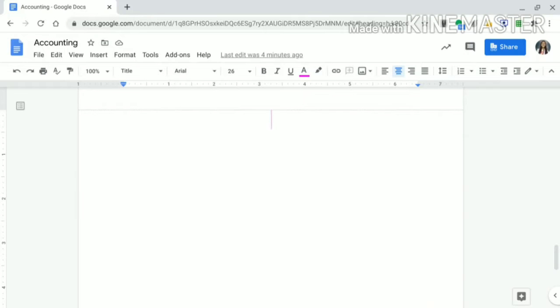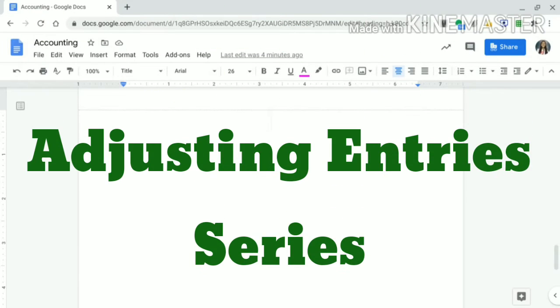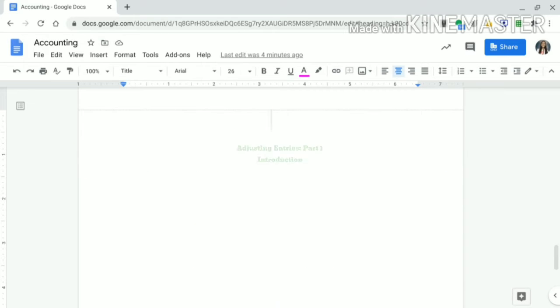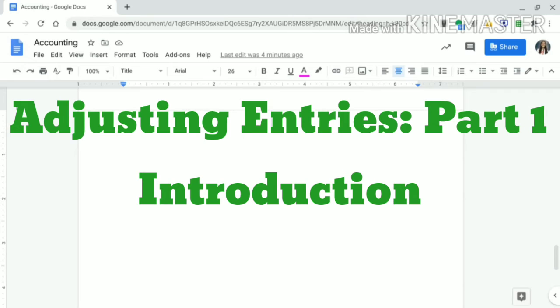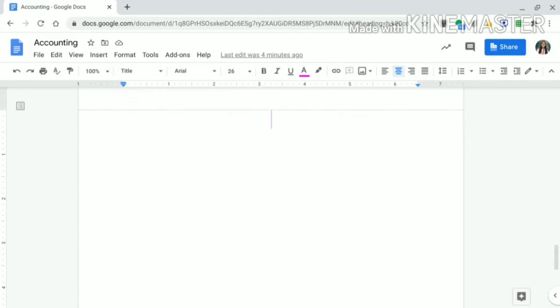So, as I promised last time, my next series would be about adjusting entries. So, for today, we are going to discuss the introduction to adjusting entries. Before we discuss how to do the adjusting entries using the different methods, there are some concepts that we need to know first.